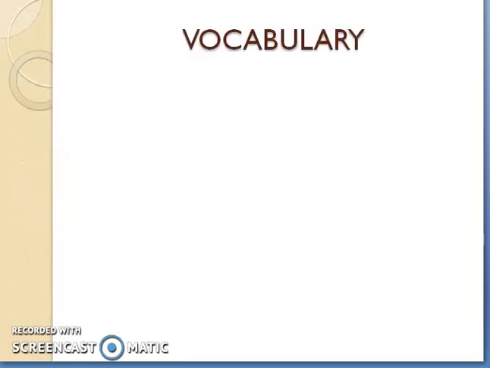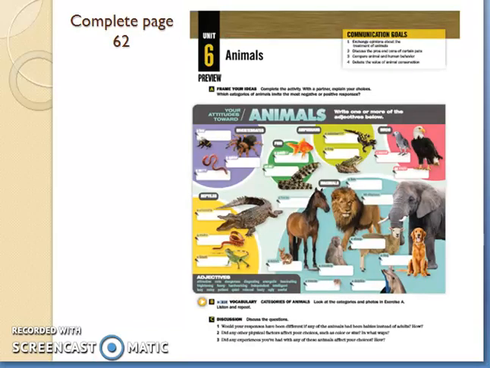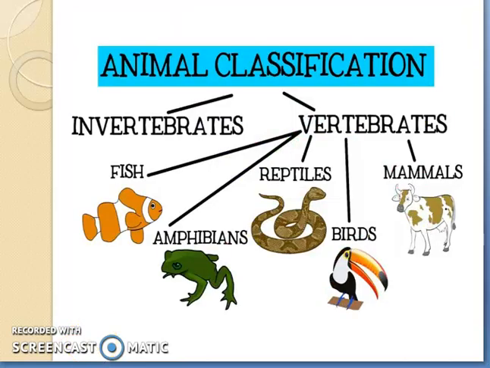For our vocabulary, guys, I need you to move back in our book to the beginning of the unit, page 62, animals. On page 62, you can see our exercise for the beginning of this lesson. Complete the activity. Explain your choices with each animal category. Let's practice. Check the animal classification. Repeat after me.